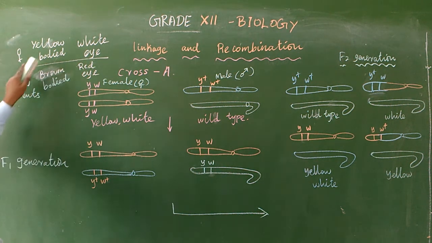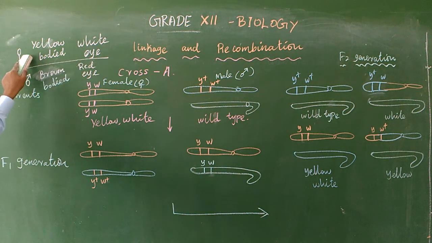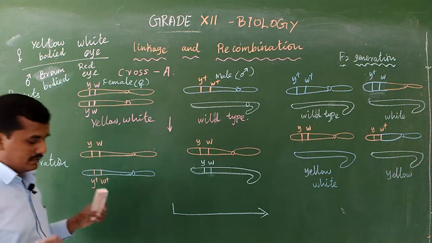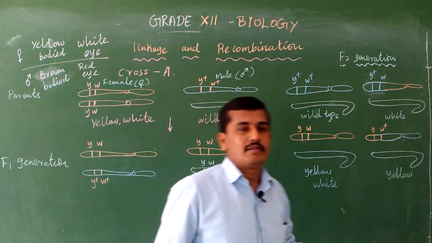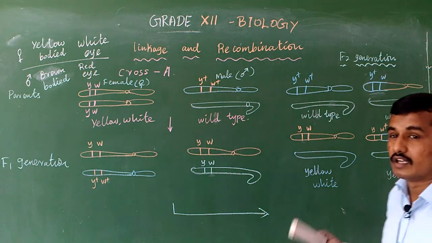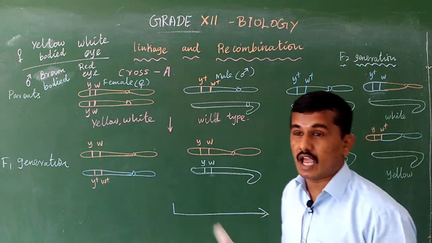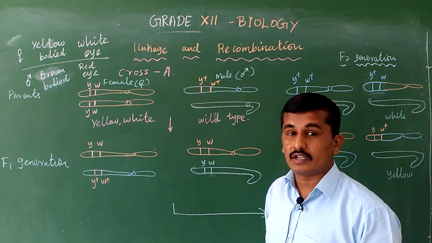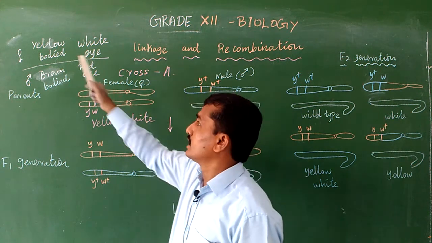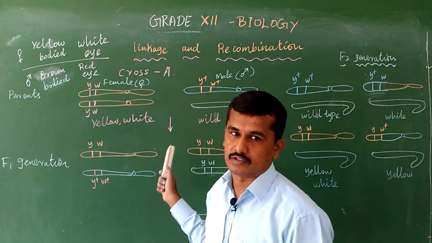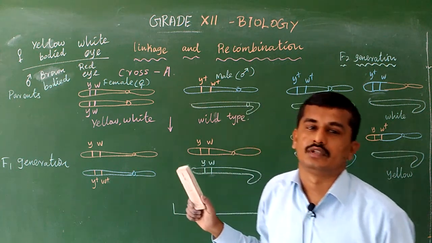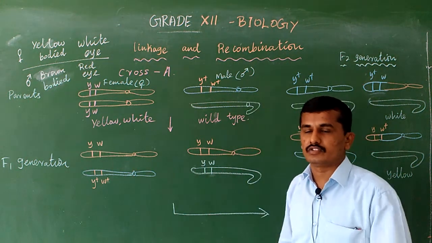Okay, you take a yellow-bodied, white-eyed female Drosophila melanogaster plus a brown-bodied, red-eyed male. On mating the male and female, progenies are produced, but the result is not like Mendel's result. According to Mendel's result, only the dominant character would be expressed in the F1 generation, but here different characters are produced, deviating from Mendel's result.